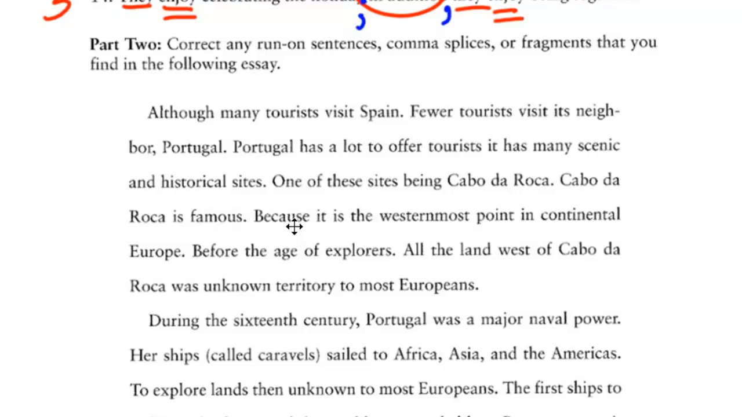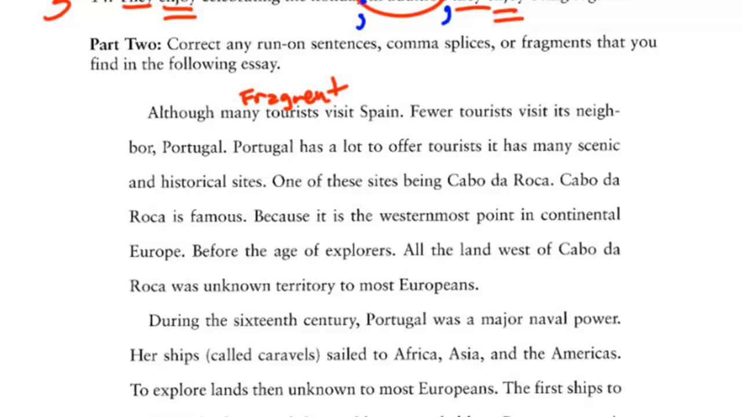So on this first part, although many tourists visit Spain, the problem right now is that that's just a dependent clause. And since we've marked it as a complete sentence, we're going to call that a fragment. It is not a complete sentence.